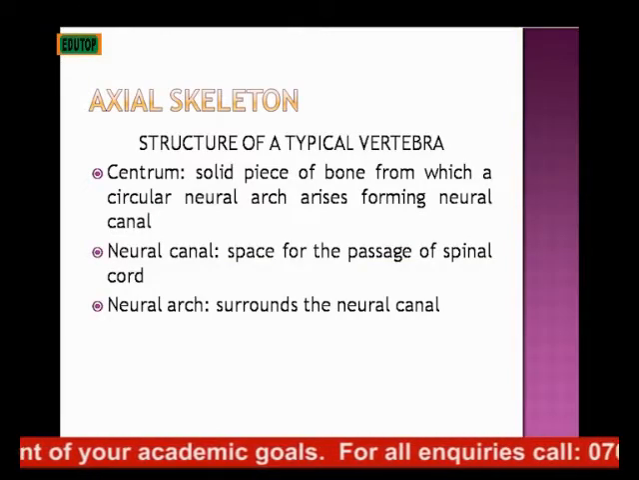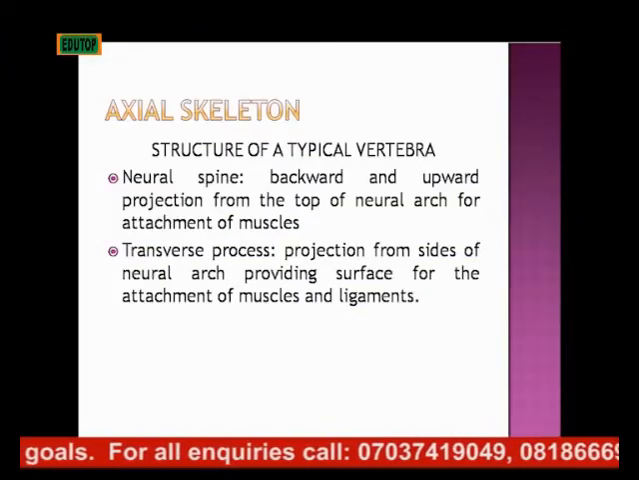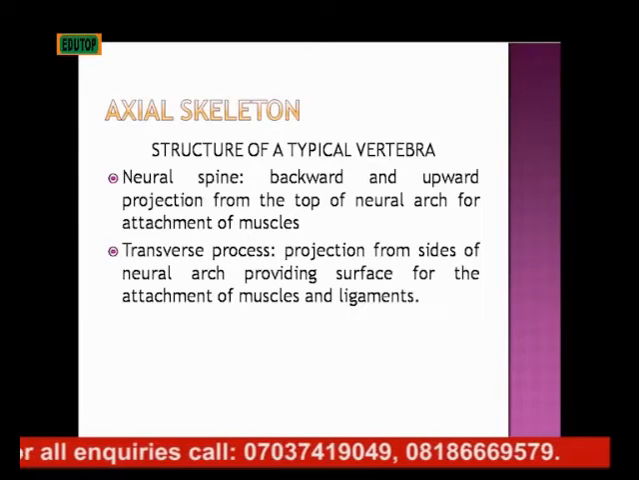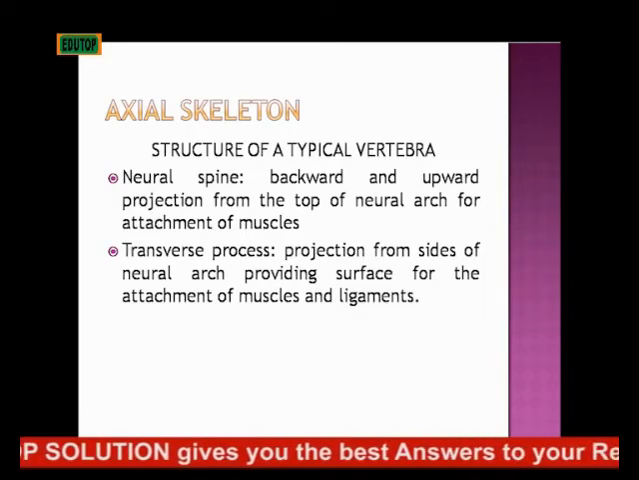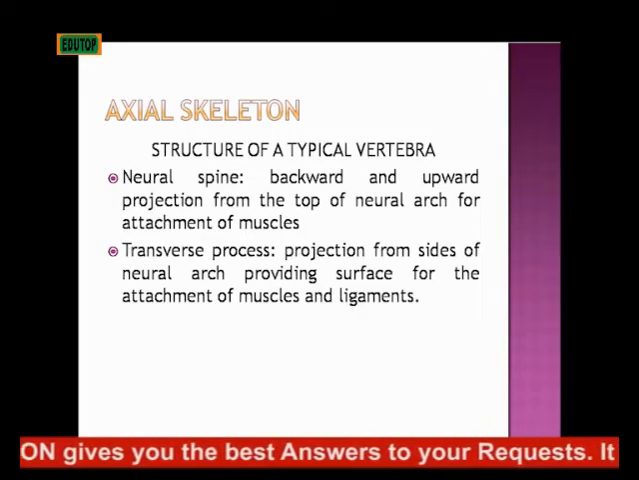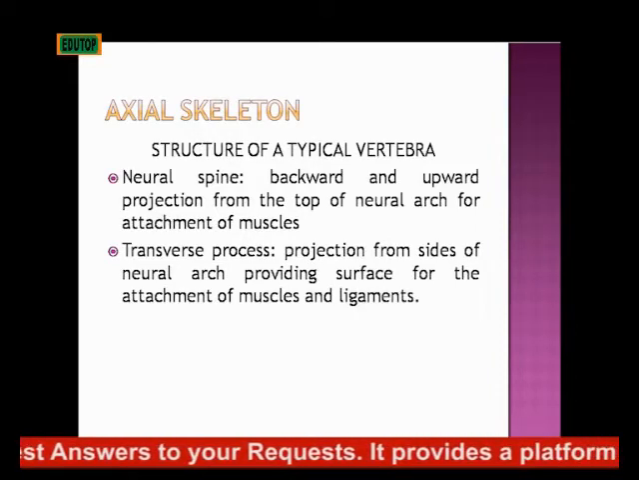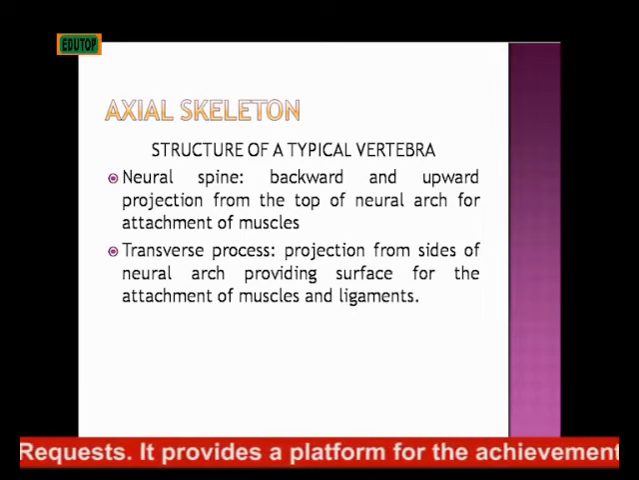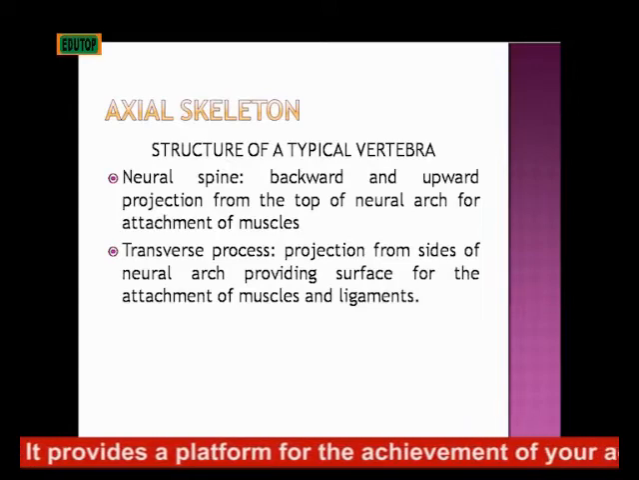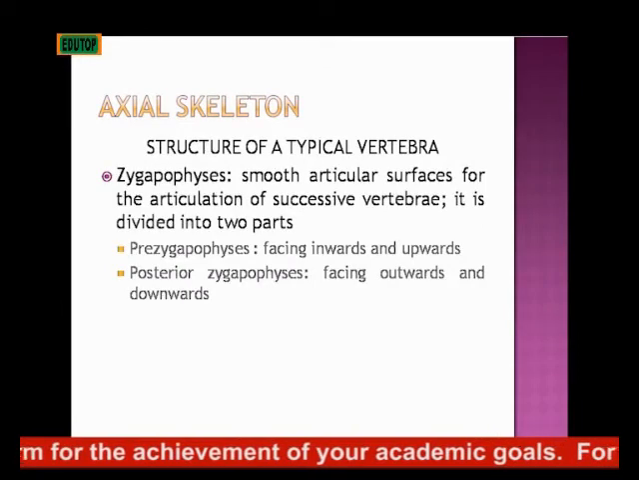Then we have what we call the neural spine. The neural spine is the upward and backward projection from the top of the neural arc for attachment of muscles. That is what is called the neural spine. Then the transverse process is the projection from the sides of the neural arc, providing surface for the attachment of muscles and ligaments. Also, we have the zygapophysis.